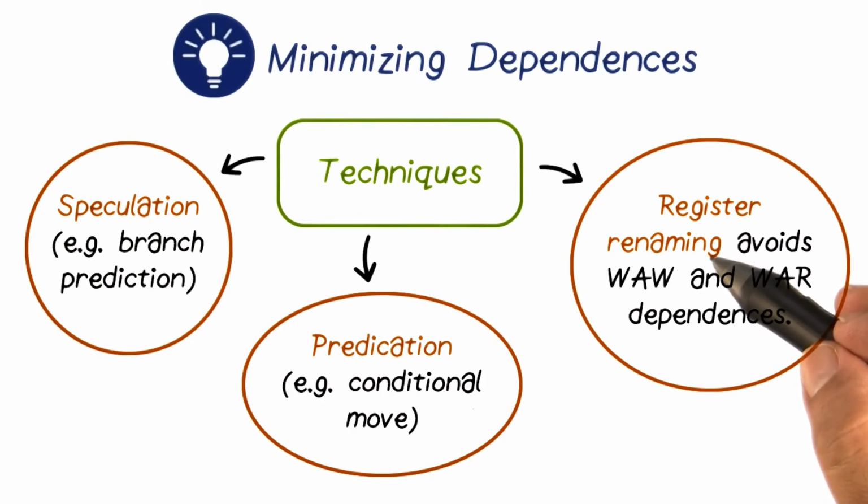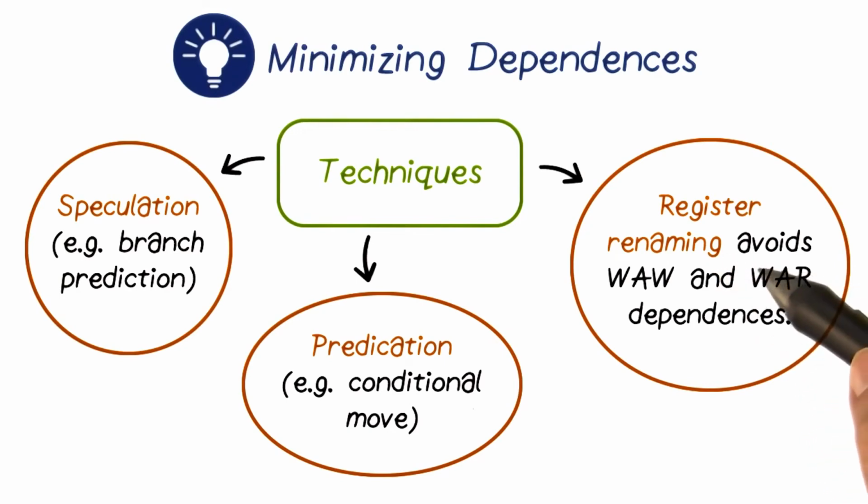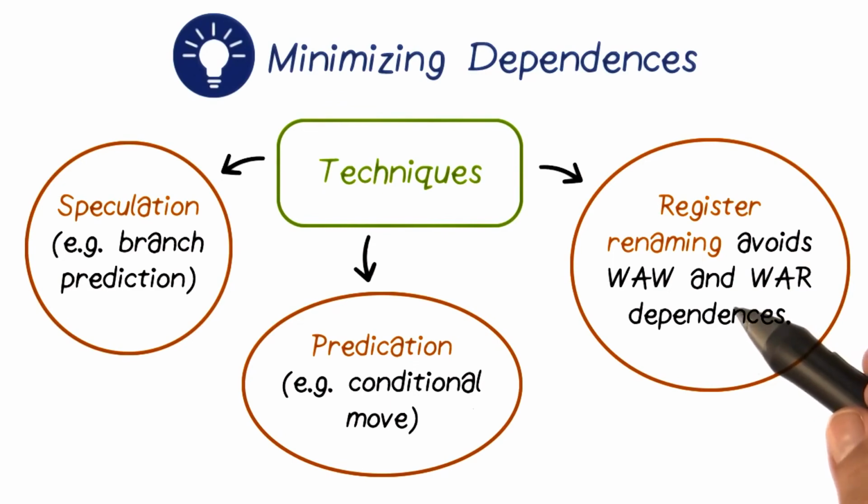So the data dependencies, which are WAW and WAR, can be addressed by using different registers and by using register renaming to avoid conflicts. That means those two instructions are reading and writing data from different registers, and therefore they need not wait on each other.